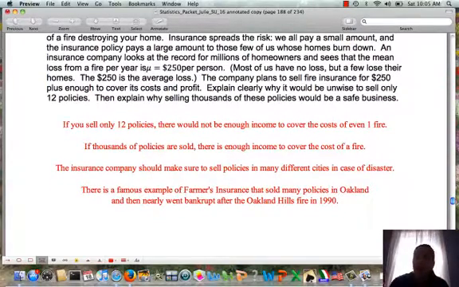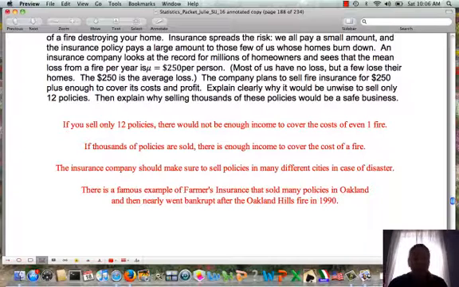So if you sell only 12 policies, there would not be enough income to cover the cost of even one fire. If thousands of policies are sold, there's enough income to cover the cost of a fire. The insurance company should make sure to sell policies in many different cities in case of disaster. There is a famous example of Farmers Insurance Company that sold many policies in Oakland and then nearly went bankrupt after the Oakland Hills fire in 1990.